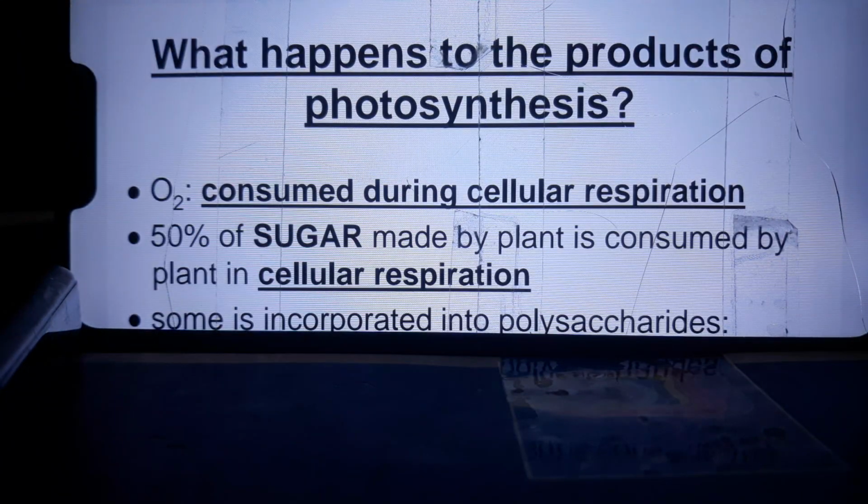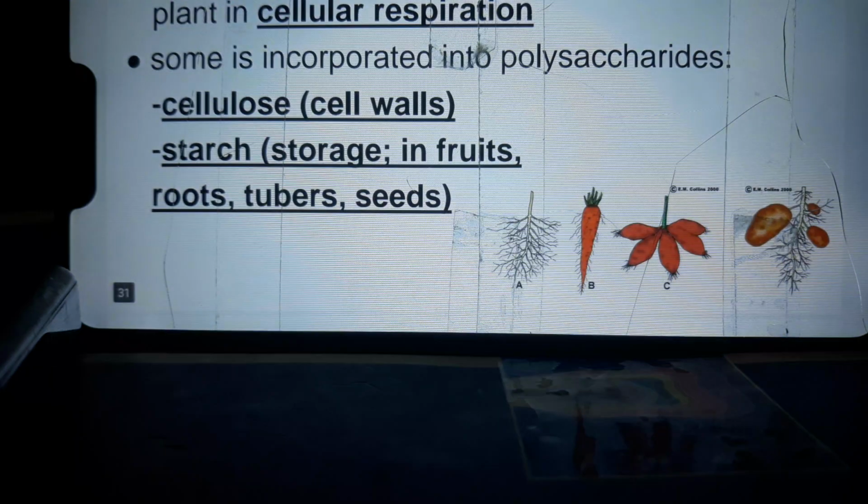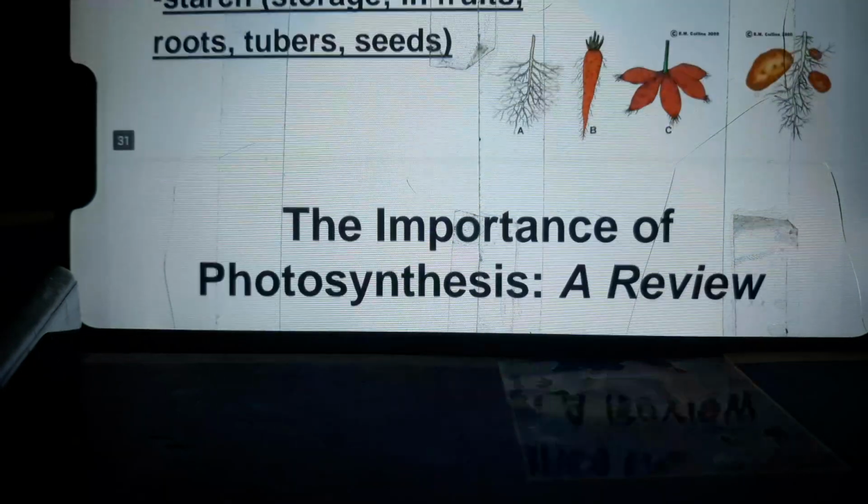So what happens to the products of photosynthesis? Oxygen is consumed during cellular respiration. 50% of the sugar made by the plant is consumed by the plant in cellular respiration. Sugar is incorporated into polysaccharides: cellulose in cell walls, and starch stored in fruits, roots, tubers, and seeds.